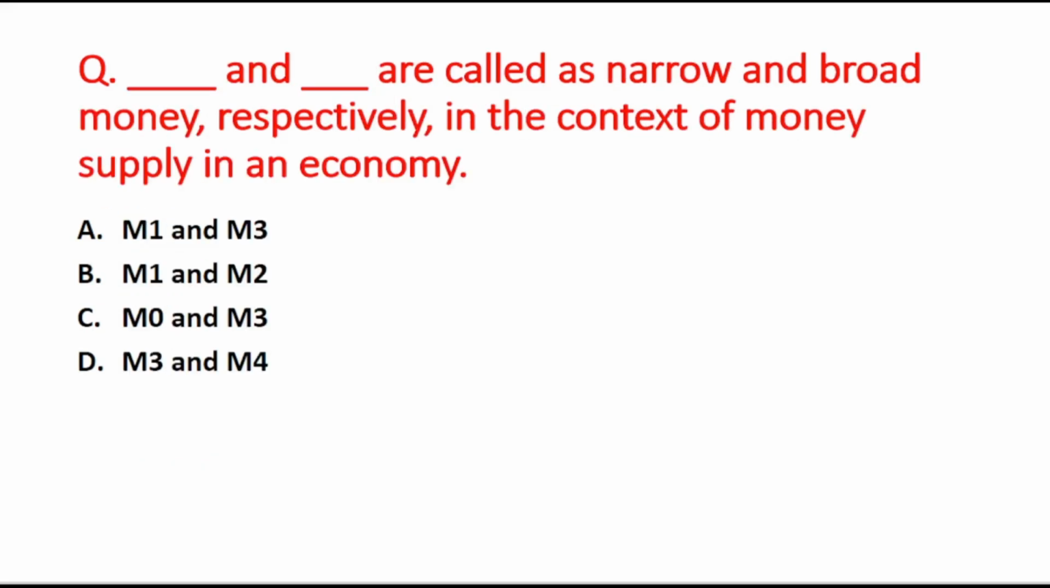Next question is, blank and blank are called as narrow and broad money respectively in the context of money supply in an economy. Actually, M0, M1, M2, M3 and M4, these are the money measures to calculate the amount of money supply in the economy at a particular time. So here narrow money and broad money are being asked about. So M1 is called narrow money and M3 is called broad money. So option A is the right answer.